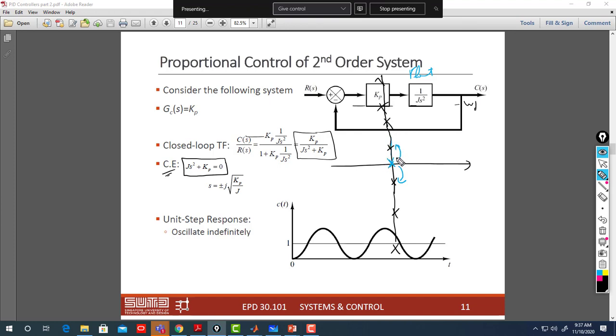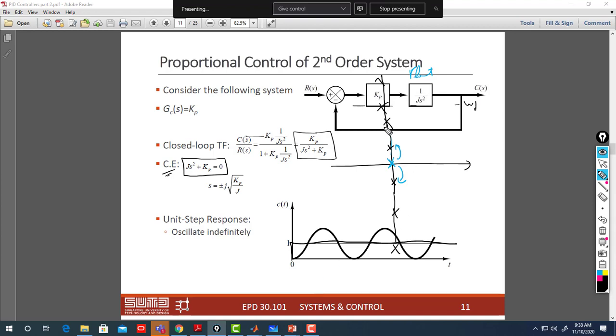What's the effect of increasing or decreasing Kp on the system? Will adding proportional control make the system stable? Marginally stable. Is there a value of Kp that makes the system stable or not? No, there is no value of Kp that makes the system stable. The system will keep oscillating. If I have a reference of 1, the system will oscillate around 1. Your C of t will be oscillating around 1, as you can see here, for a step input of 1, for example.